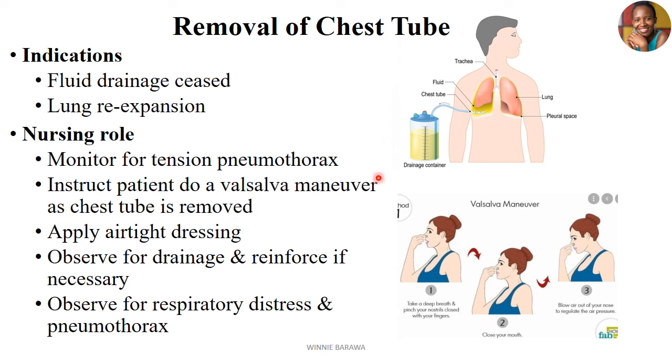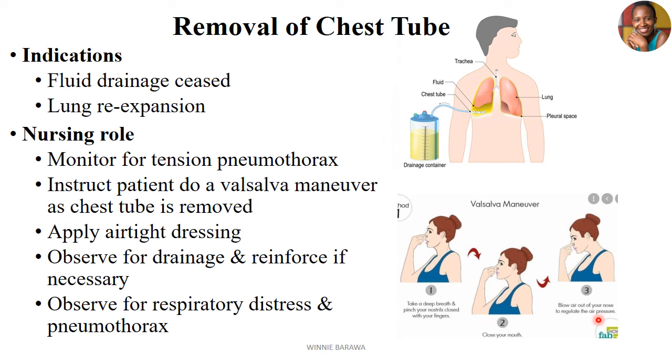And if you still don't know how a Valsalva maneuver is done, this is how it is demonstrated in this diagram. The first step in the Valsalva maneuver, the client will take a deep breath and pinch their nostrils with their fingers. Then close the mouth. Then try as if you are blowing the air out of your nose to regulate the air pressure. When you do that, you are enabling the tube to come out easily.